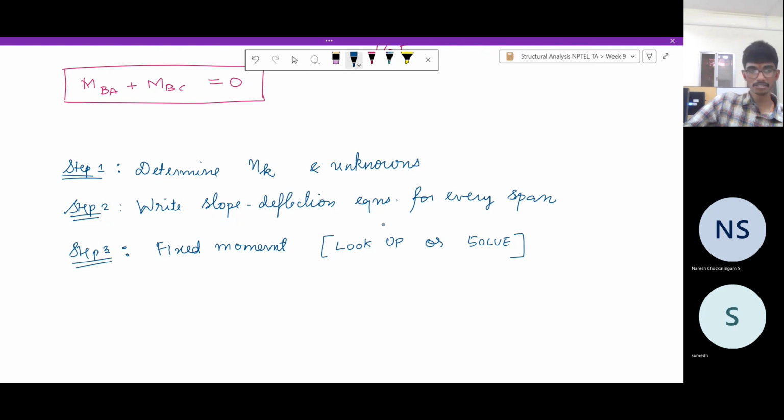In academics, we usually solve them, but in the industry, while coding, it is more beneficial to look them up from a table. And the last step is to enforce the equilibrium equations.